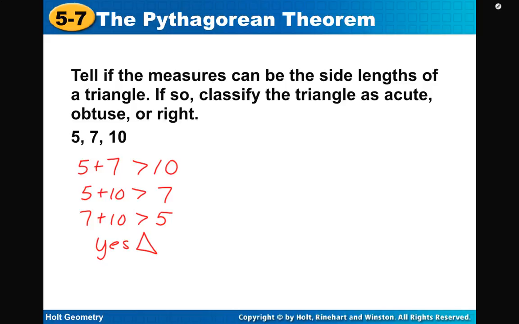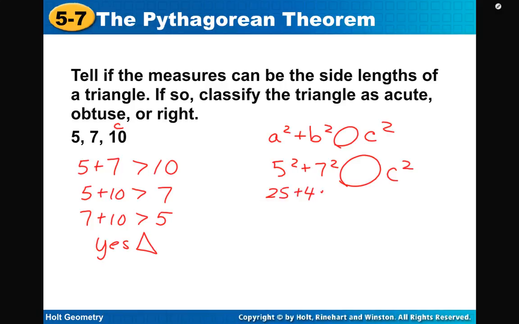Now what kind? How do you know which to use for the A, B, and C when you try this classifying part? The C is always the possible hypotenuse, so it's always the longest length. So the 10 is going to be the C. The other two, it really doesn't matter which you put where. I'm going to compare it to C squared. So 25 plus 49, 74. 10 squared is 100. The 10 squared is bigger. So that will be an obtuse triangle.